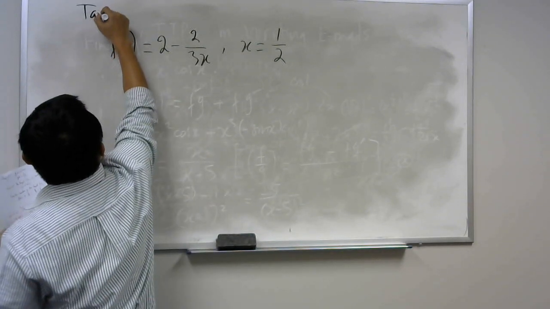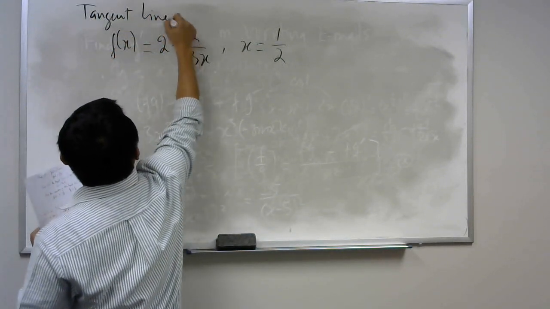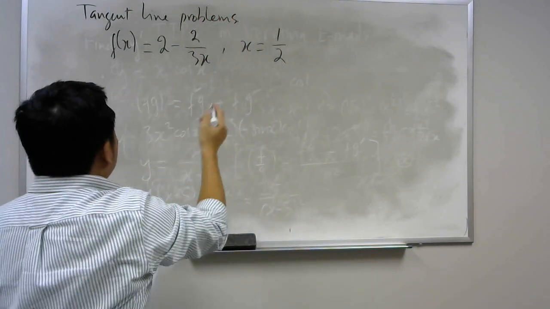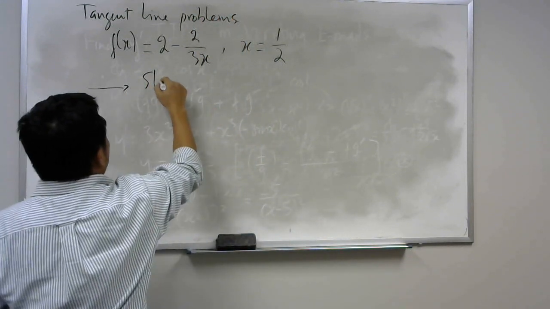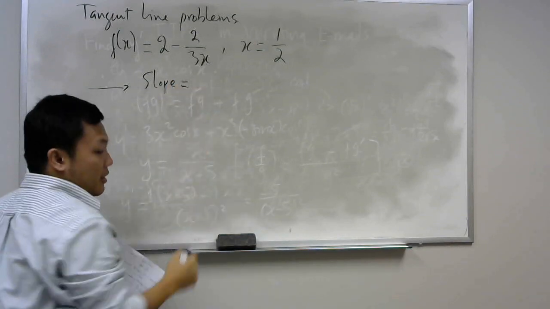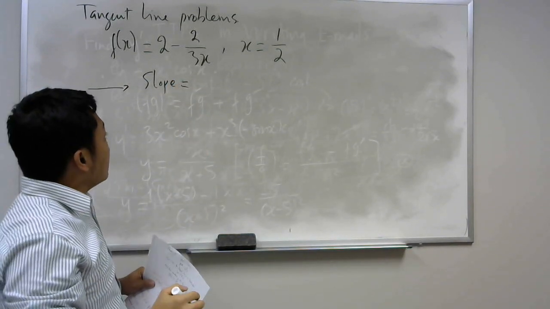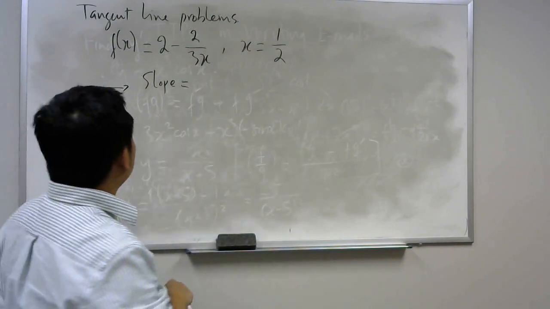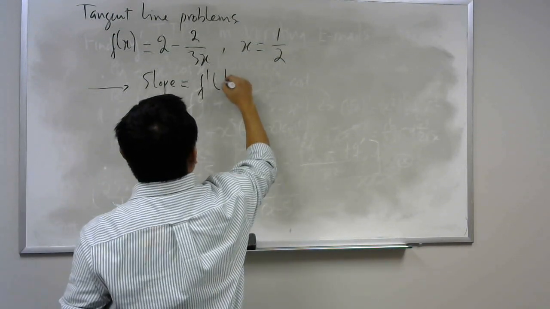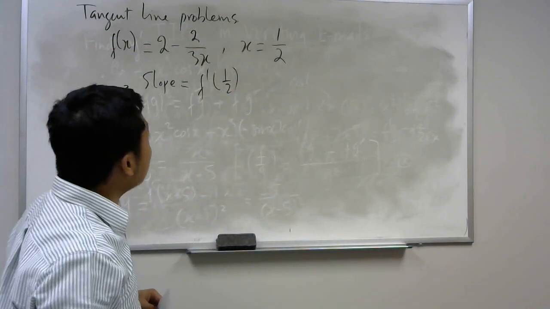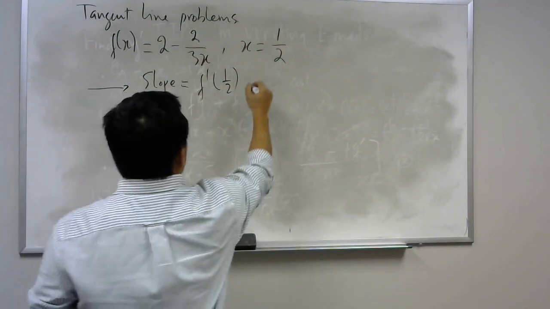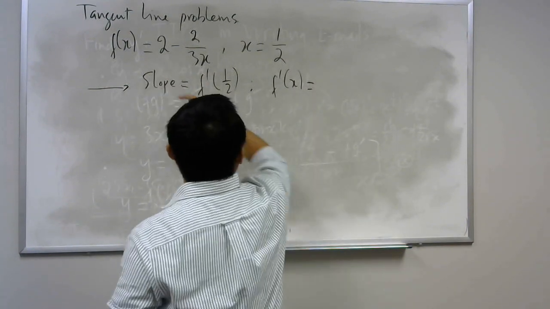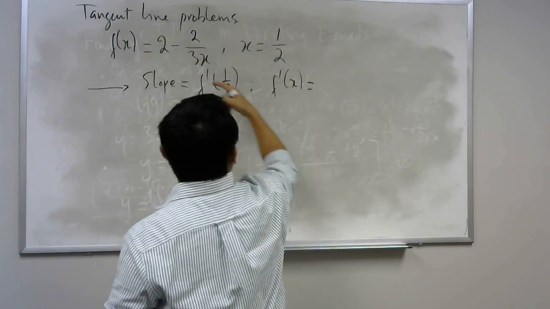Tangent line problems. So the first step you need to do is to find the slope, right? But how to find the slope? You need to take the derivative because the slope is the derivative at 1 over 2. So that is the derivative when x equal to 1 over 2, right? Let's take the derivative of this. f prime equal to the derivative of 2 is 0, minus 2/3 over x.